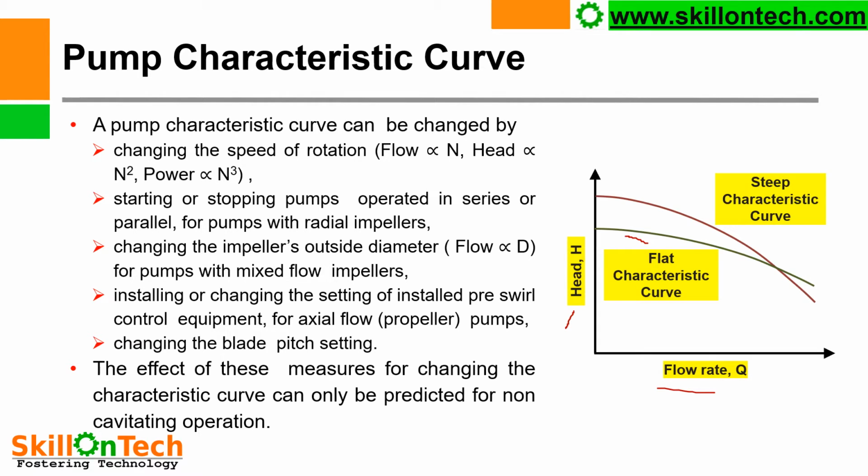So the pump characteristics curve can be changed by changing the speed of rotation, as flow is proportional to n, head is proportional to n square, and power is proportional to n cube. Starting or stopping pumps operated in series or parallel, for pumps with radial impellers, may also change the pump characteristics curve. Changing the impeller outside diameter, flow is proportional to D. So the pump characteristics curve can be changed by changing the impeller diameter.